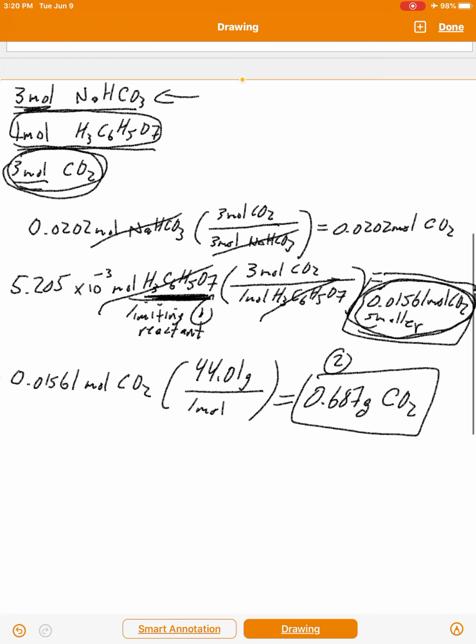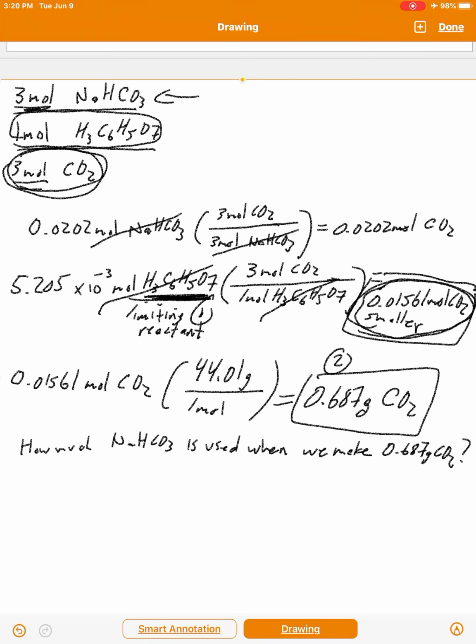So what we can do is we can ask ourselves, how much sodium bicarbonate is used when we make 0.687 grams of CO2. And then I'll go through the logic in a moment, but let's do this calculation first. The CO2 that got produced was 0.01561 moles. That's how much we produced.